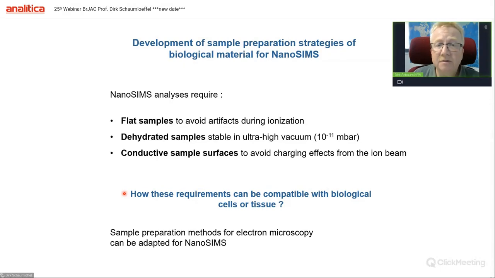NanoSIMS requires flat samples to avoid artifacts during the ionization. Dehydrated samples, I talked about these, because they have to be stable in ultra-high vacuum. And conductive sample surfaces to avoid charging effects from the ion beam. And how can these requirements be compatible with biological samples, cells or tissue? So we can adapt sample preparation methods from electron microscopy to NanoSIMS.